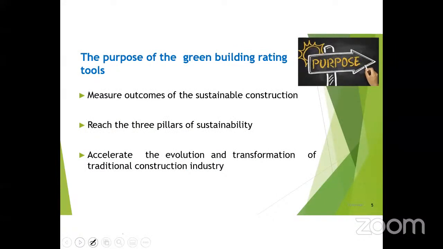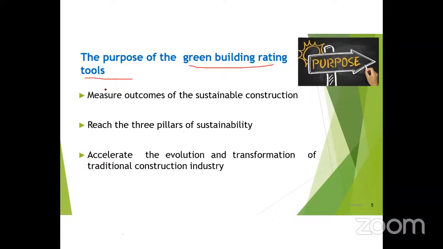Now, why are there green rating systems? Firstly, I will tell you what this green building rating system is. It is the tool that measures the environmental performance of the building during its life cycle. So when we talk about the green building rating tool, it measures not only the performance, but the environmental performance of a building during its life cycle.